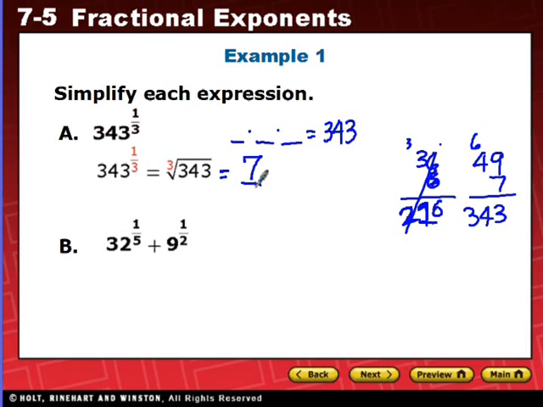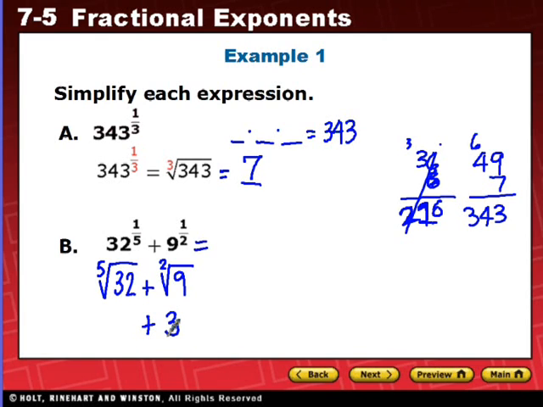32 raised to the 1/5 power plus 9 raised to the 1/2 power. So what this tells me to do is to take the 5th root of 32 plus the 2nd root of 9. Usually on square roots you don't actually write the index number, but you can. Okay, so let's do the 9 part first. That's easy. So that's 3.